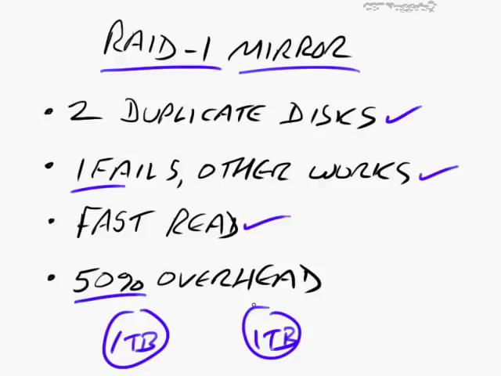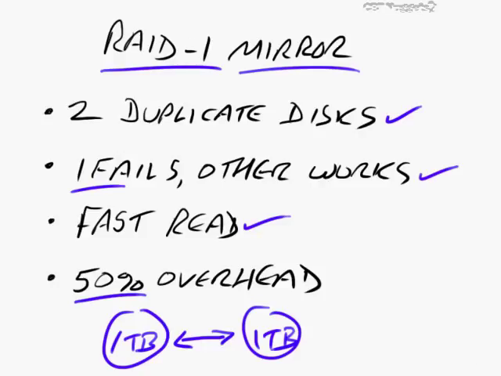So it doesn't feel like I've wasted any money, because I get a lot of storage space for my disks. However, with a RAID 1 mirror, since they're exact duplicates of one another, I only get 1 terabyte total space. So that's 50% overhead. Okay, and that's how we reference these disks in terms of the available storage space.